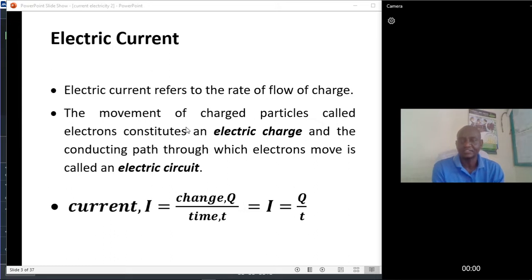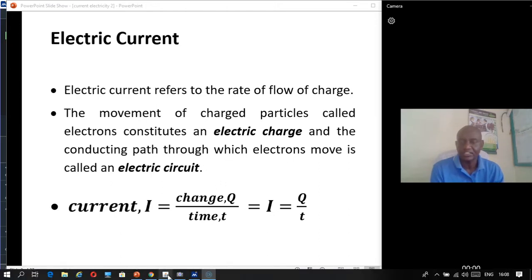Electric current refers to the rate of flow of charge. The movement of charged particles, called electrons, constitutes an electric current, and the conducting path through which electrons move is called an electric circuit. Let me show you a demonstration on one of the circuits we have created.